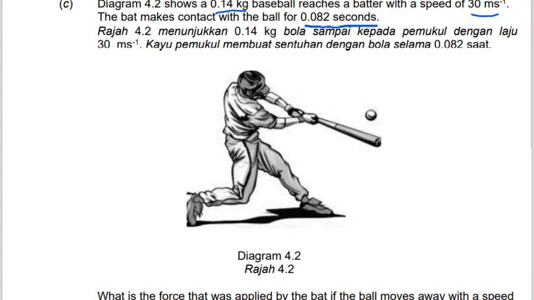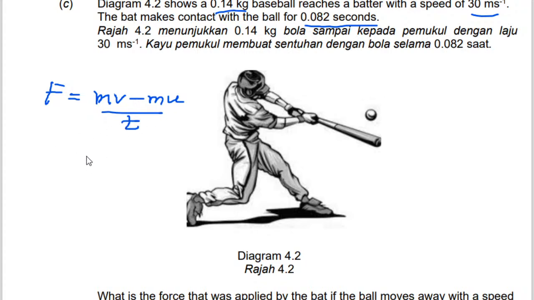The impulsive force formula. So it means that F equals mv minus mu divided by t. So this is the formula, mv minus mu divided by t. So the mass is the same. Okay, so you need to visualize the movement of the ball first. The ball reaches the batter. So let's say from here.